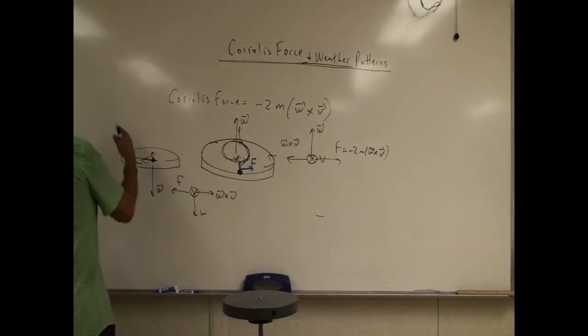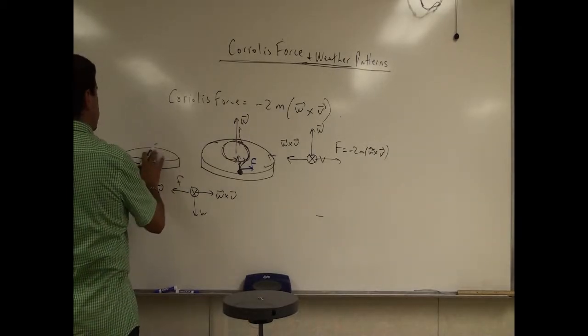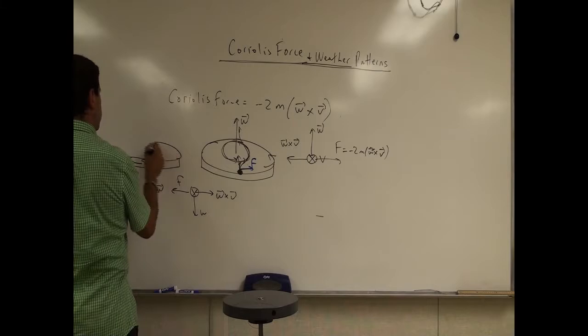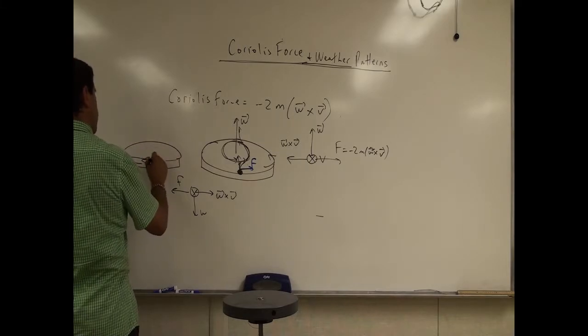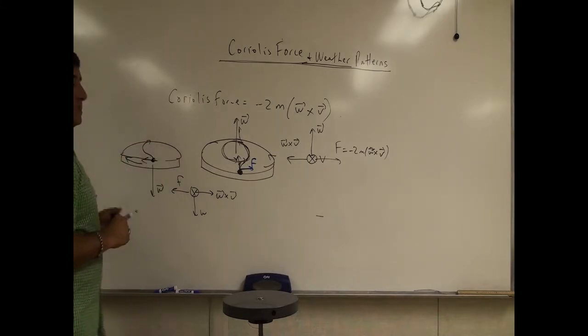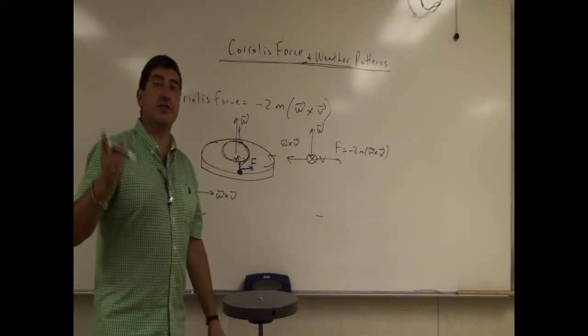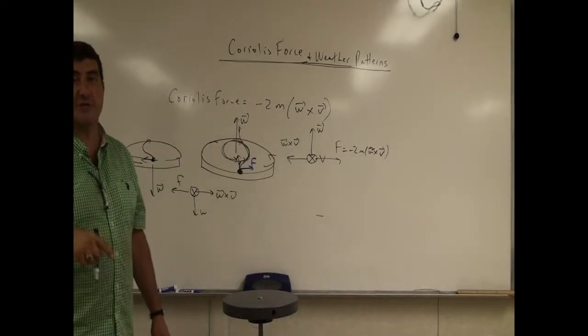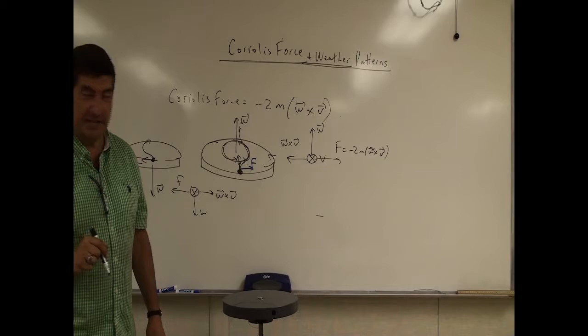So this time the opposite is going to happen. The object is going to go like this, and then it's going to curve this way. So this is exactly why weather patterns are counterclockwise in the Northern Hemisphere, but clockwise in the Southern Hemisphere, right?